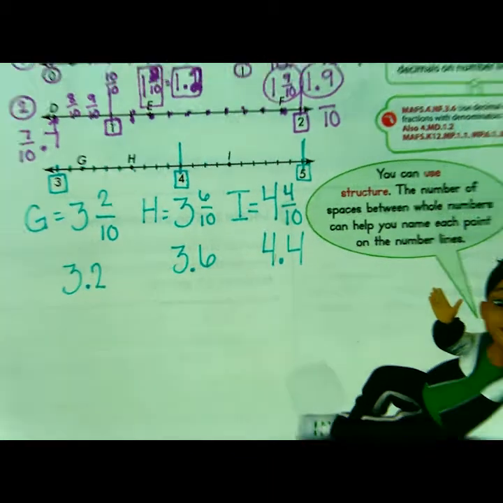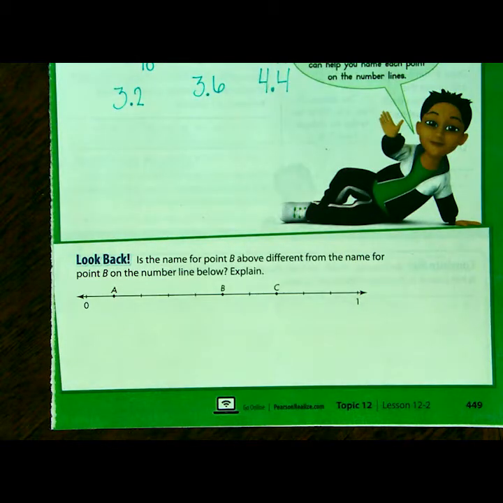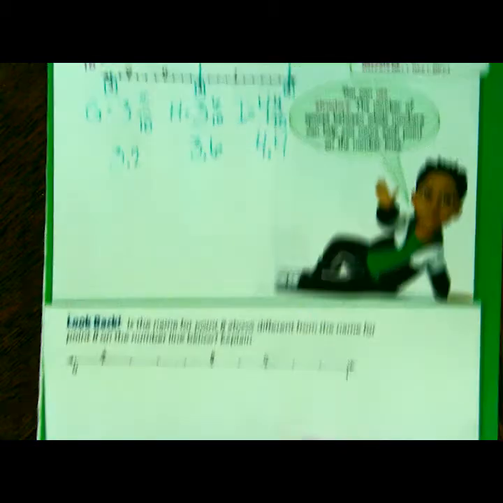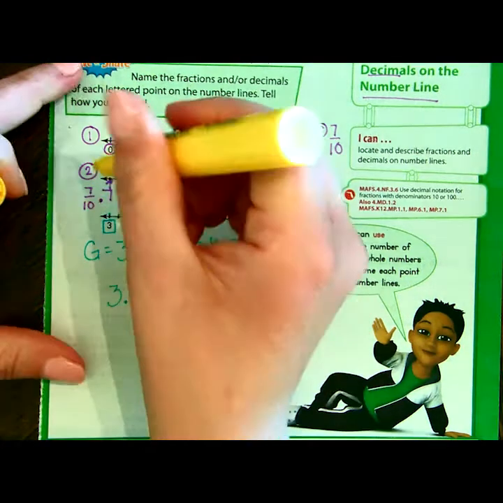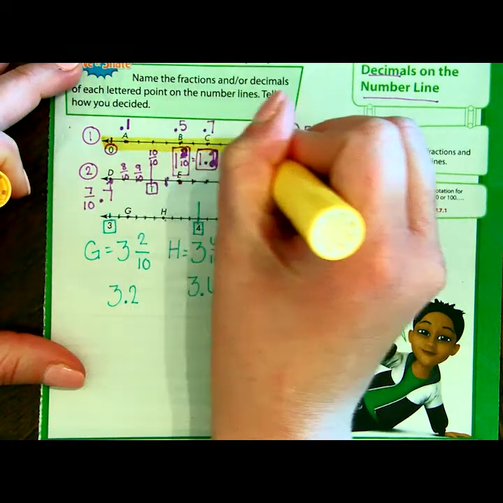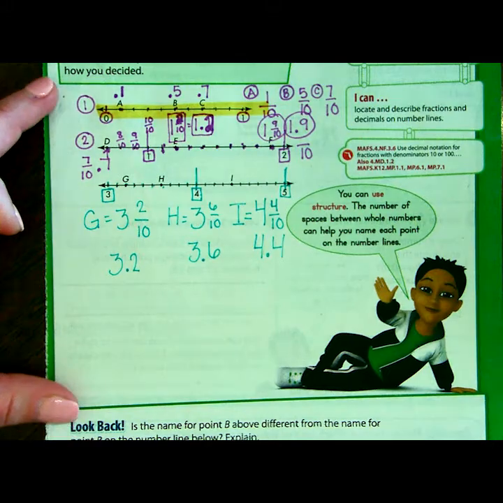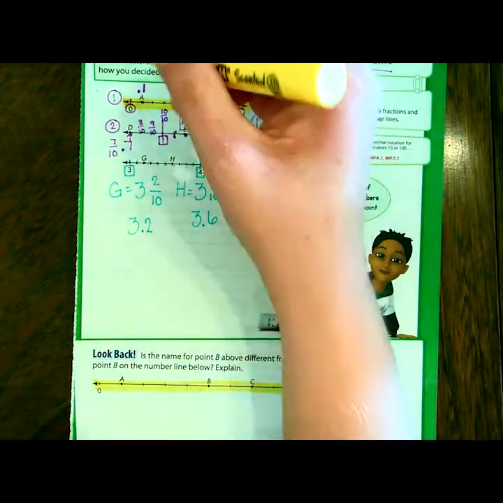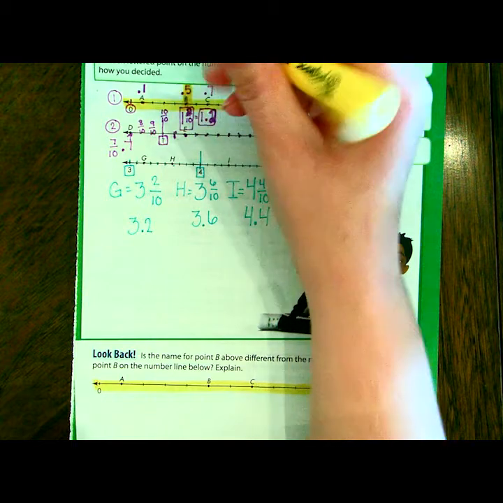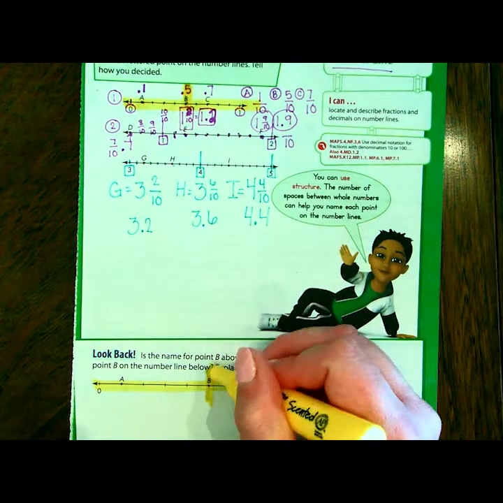Now let's go to the bottom of the page. I see another question here. Is the name for point B above different from the name for point B on the number line below? So I guess they're talking about this number line right here and this number line right here. And specifically, they are talking about point B on this number line, which we said was 5/10. And then they want to know if it's the same as this number line, point B.